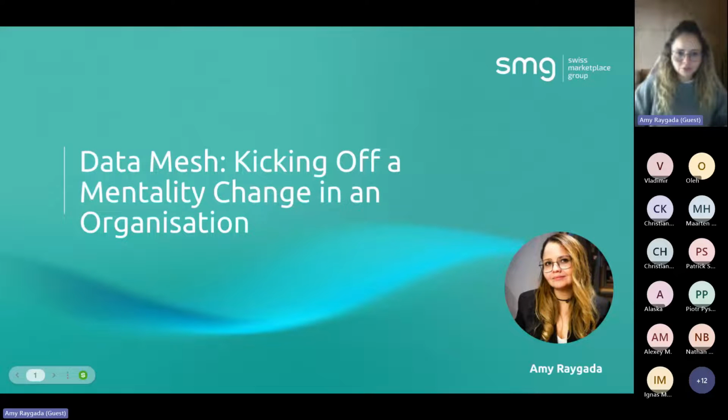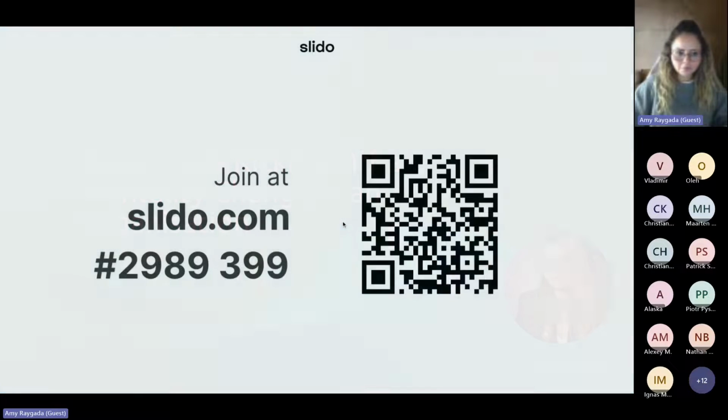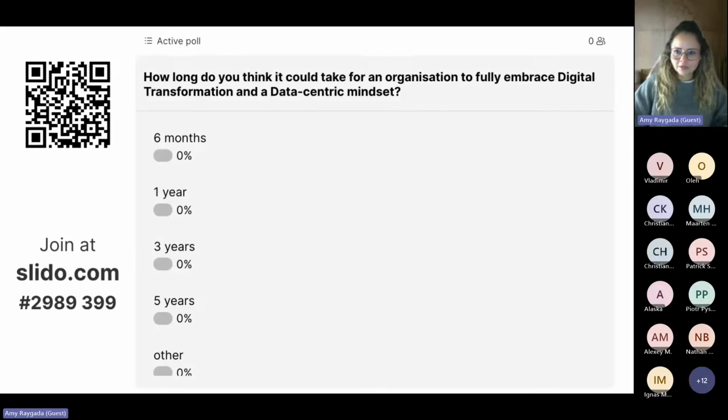So first, I would like to ask you to scan the following code from Slido, because I would like to ask some questions to you guys. So once that you join, the first question I would like to start this presentation is, are you familiar with the concept of data mesh?